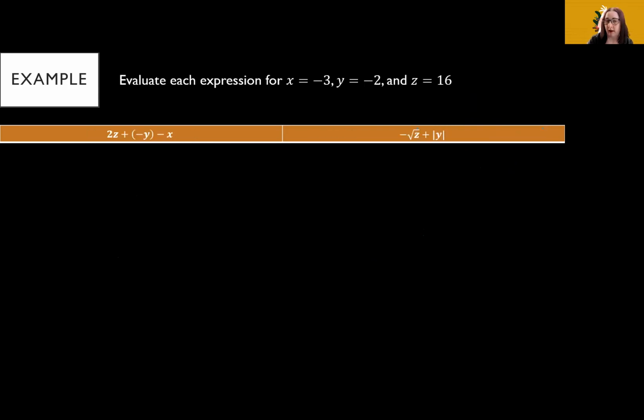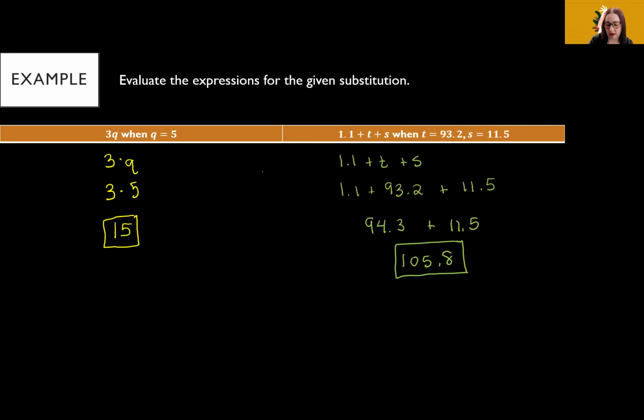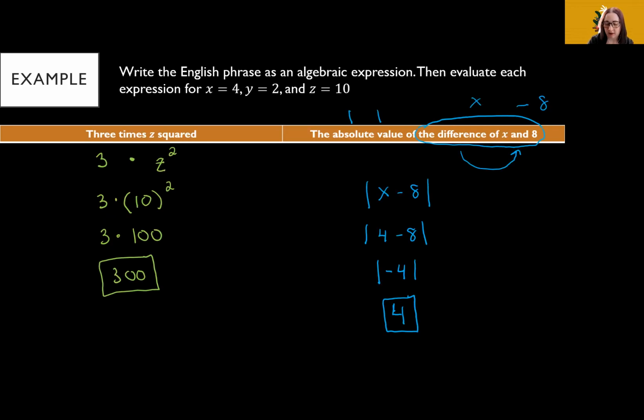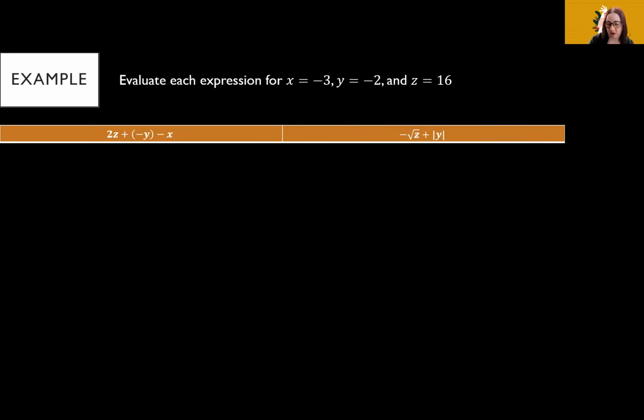Okay. Now here it just says evaluate each expression for x equals -3, y equals -2, z equals 16. It doesn't have, like the first one, the phrase "for the given substitution." This one is more similar to this; we didn't have to write the phrase. So we're evaluating for, and then it's telling us what these variables are equal to.